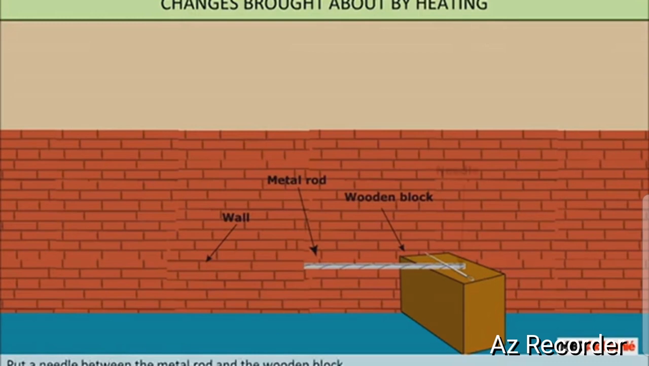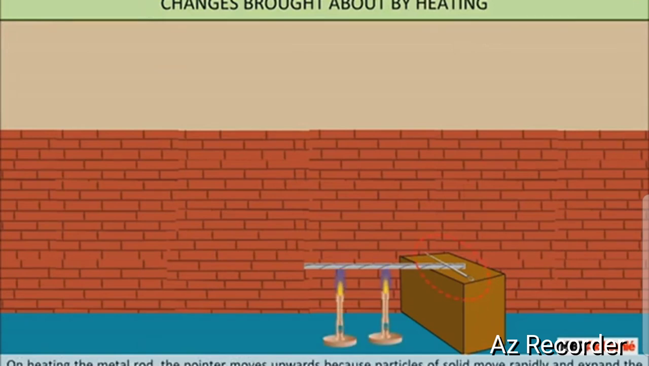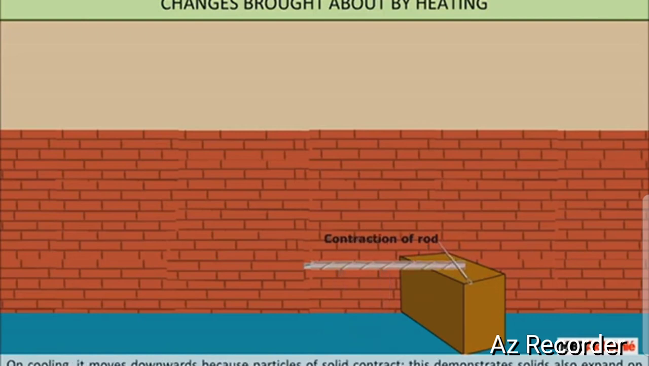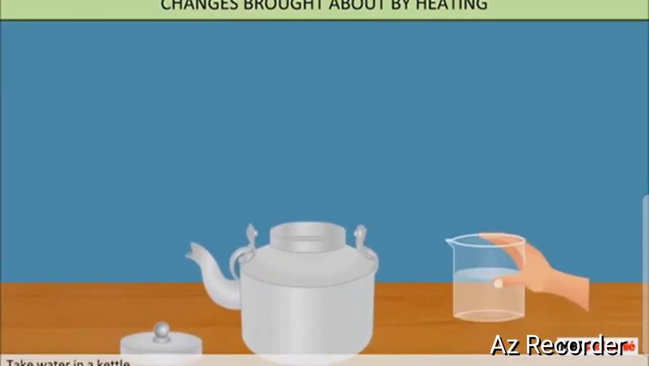Fix one end of a metal rod in the wall, place a wooden block on the other end, and put a needle between the metal rod and the wooden block. Stick a pointer on the needle as shown here. On heating the metal rod, the pointer moves upwards because particles of solids move rapidly and the solid expands. On cooling the metal rod, the pointer moves downwards because the solid contracts. This demonstrates that solids expand on heating and contract on cooling.